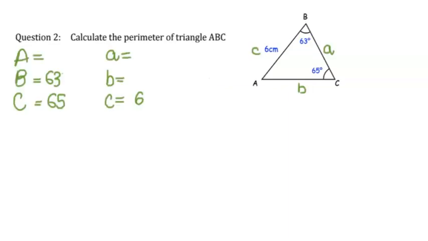So to find the perimeter, the first thing you should do is look at this angle and find this angle. So that would be 180 minus 63 minus 65, which is 52.